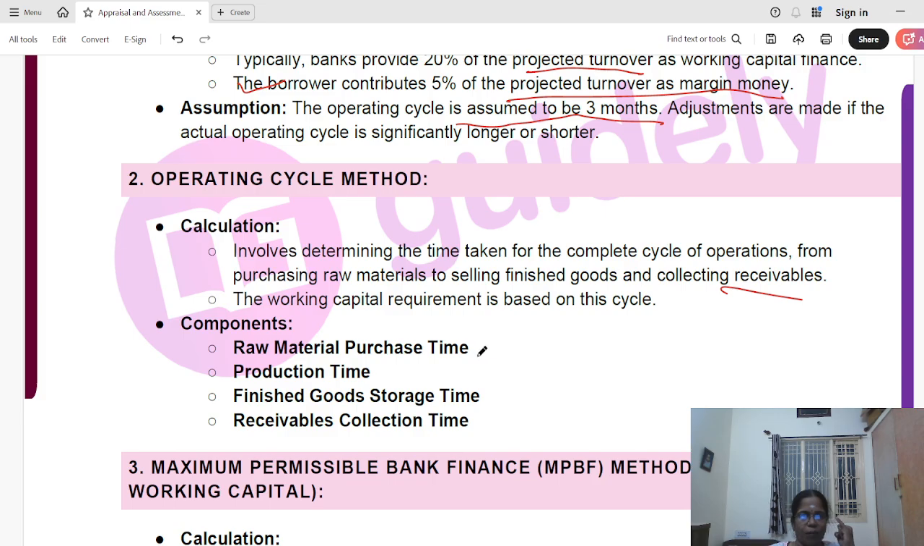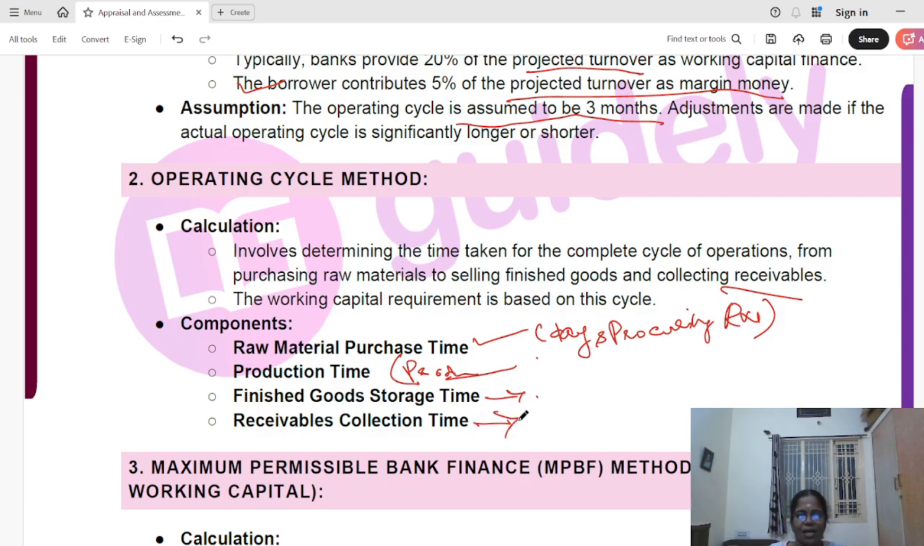Purchasing, the first is the raw material purchase time: how many days they have taken for procuring a raw material. Then how many days are required for converting this raw material into finished goods. Production time, when they have to start the production. Then, when the production starts and it is converted into finished goods, the finished goods storage time: how many days they have to keep it in the storage.